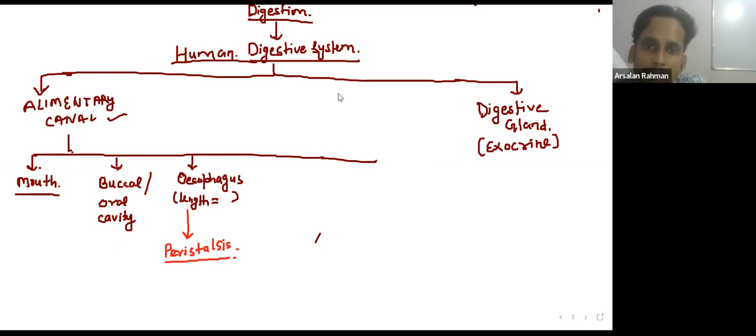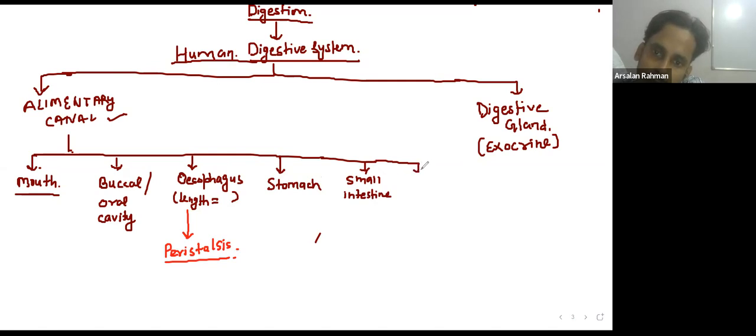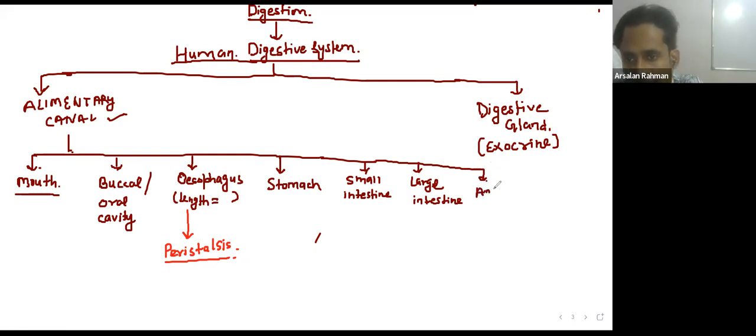After the esophagus, where will food enter? Stomach. Then food will enter into the small intestine. Then food will enter into the large intestine. Then food will enter into the anus.